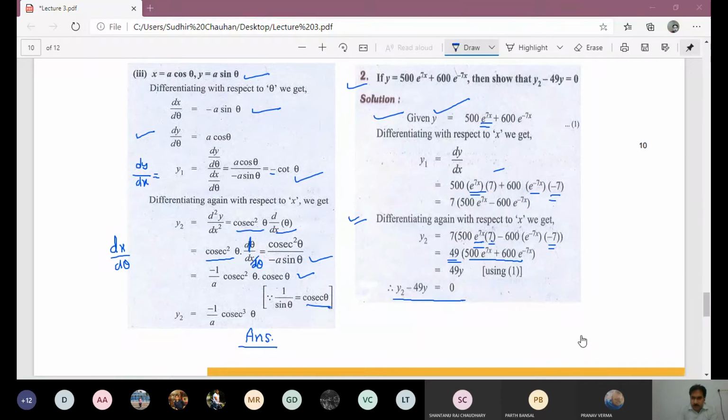So now I think you are comfortable in doing some questions on successive differentiation.